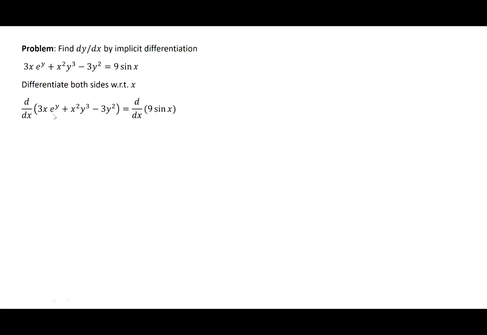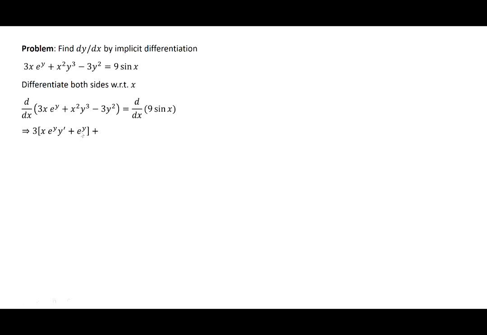Well, that's a product. So that means we need to apply product rule. I took the constant multiple outside and then just looked at x times e to the y. And so the first function x times the derivative of the second function e to the y is e to the y times y prime, plus second function e to the y times the derivative of the first function x, which is just 1.